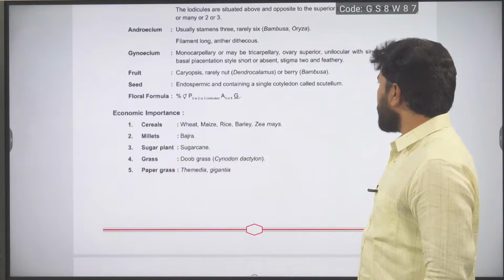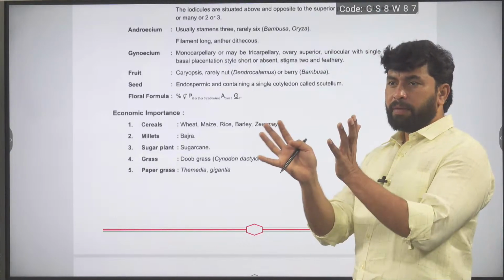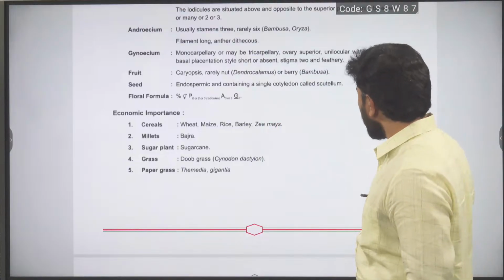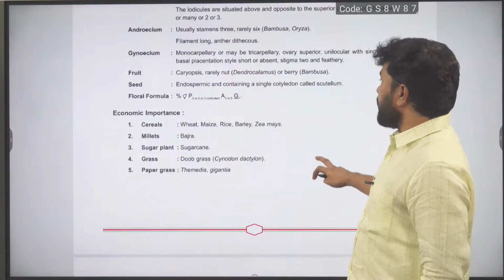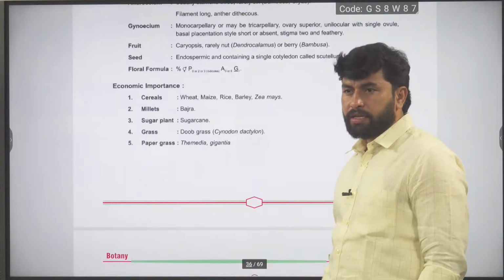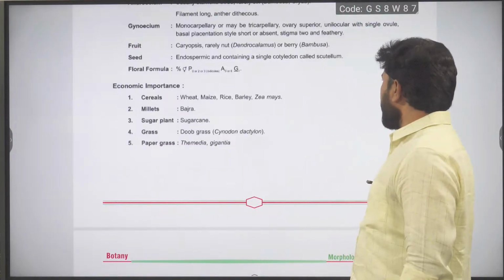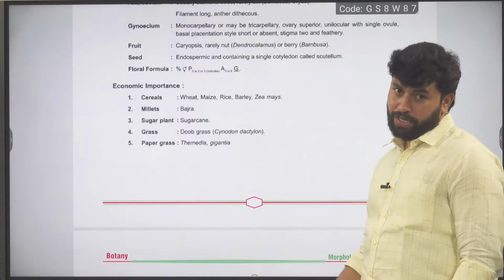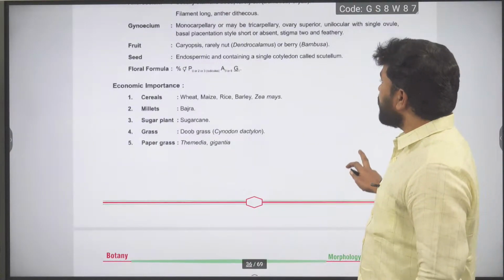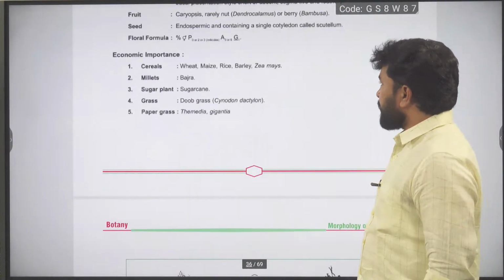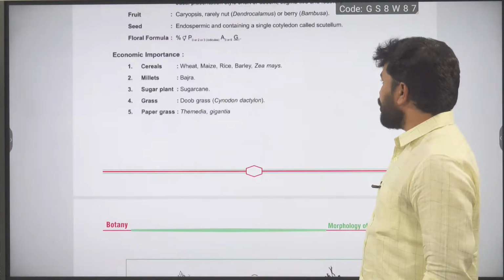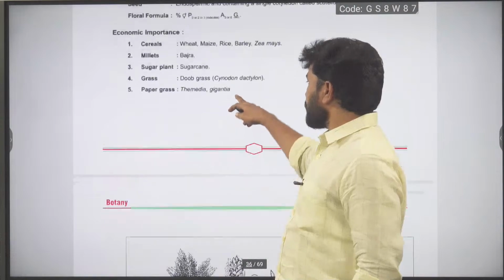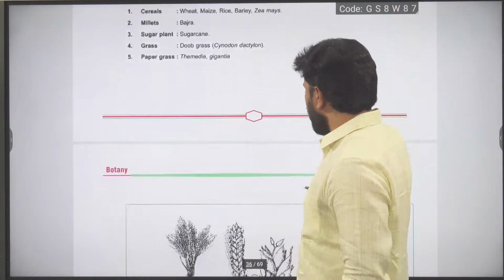Often the stigma is feathery for air pollination. Fruit, caryopsis. Seed, endospermic. Why endospermic? They are monocots containing a single cotyledon called scutellum. Monocots will have scutellum, we know it already. Floral formula, you can make it. Cereals: wheat, maize, rice, barley, jowar, bajra, sugarcane, doob grass, okay, no need to worry.